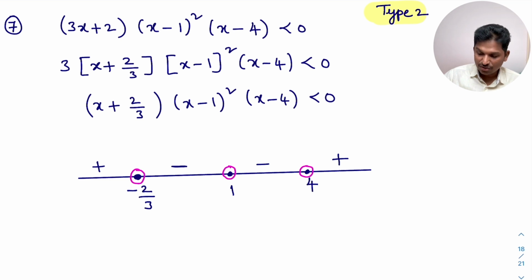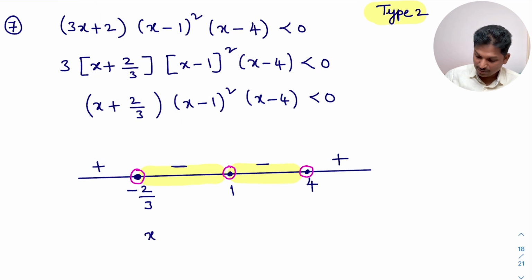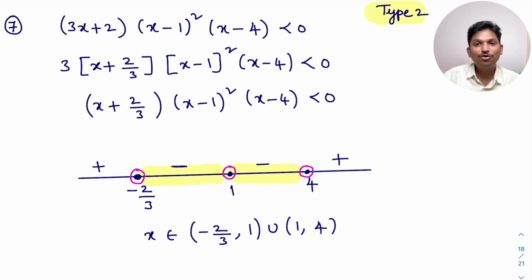So less than 0 means which sign do I want? I want the negative sign. See, this shaded part is the solution. So what I can write here, the solution is x belongs to open interval, because it is strictly less than, open interval minus 2 by 3 to 1 union 1 to 4. I hope you are understanding, right?